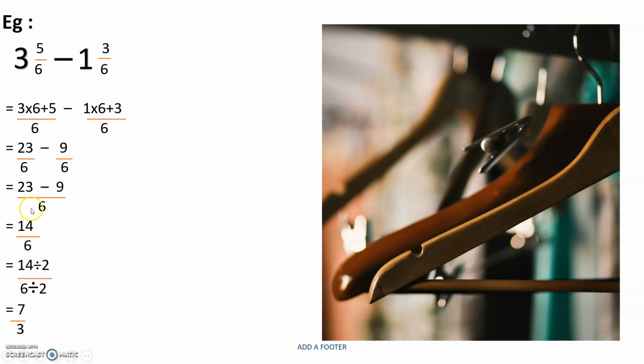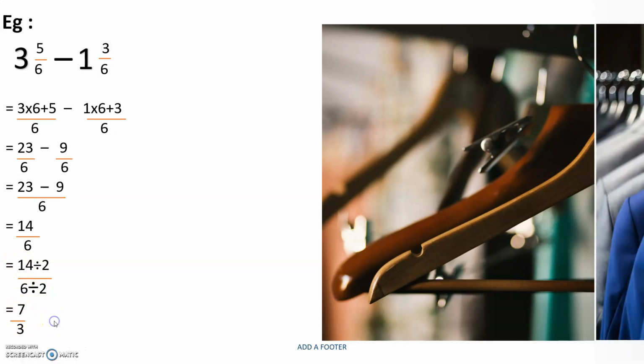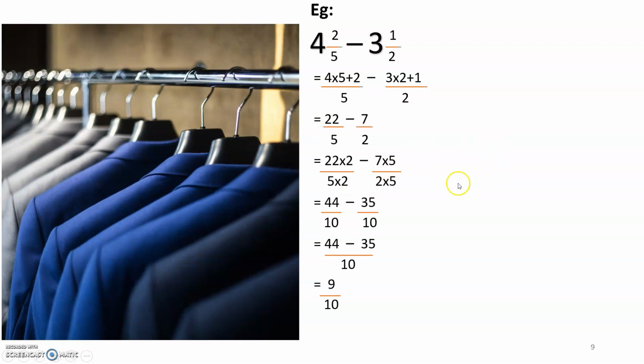Now see, this 14 upon 6 is not in the lowest term. We need to divide it. In which table does it come? Yes, it comes in the 2 table. So I'll divide both the numbers, numerator and denominator, by 2. So 14 divided by 2 upon 6 divided by 2 gives you 7, since 2 sevens are 14, and 2 threes are 6. So the answer is 7 upon 3. One more example here.